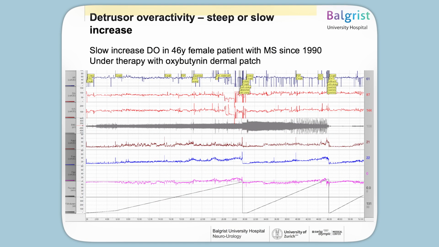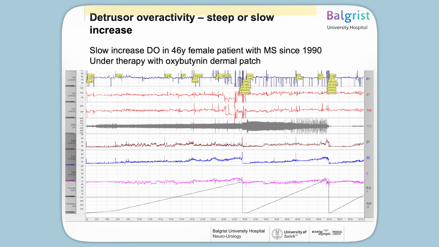Okay. Now I present the trace following treatment with the oxybutynin dermal patch. In the second trace, I see a much lesser increase in the detrusor overactivity in this 40-year-old MS patient. Would you say this is a good treatment effect, and would that be evidence that it was detrusor overactivity she had before and not a compliance problem? Also considering the amount of filling, which you cannot fully see, but which is more than 500 mLs.